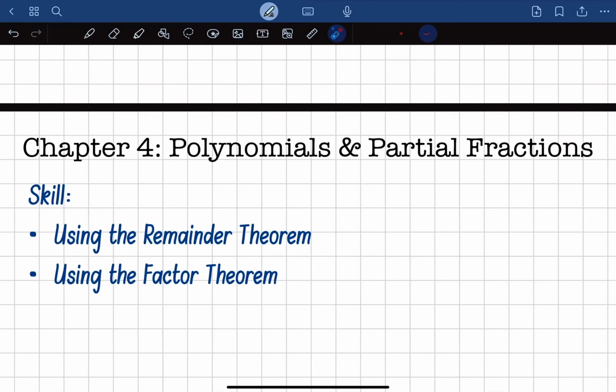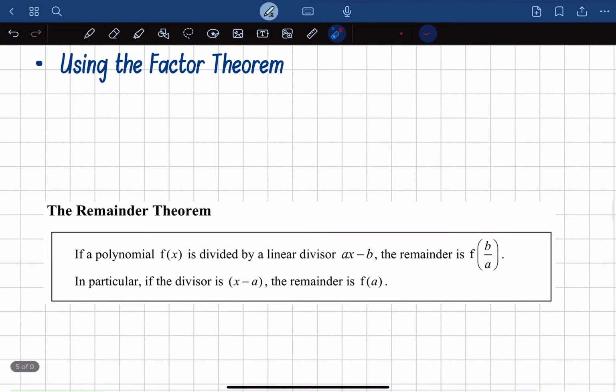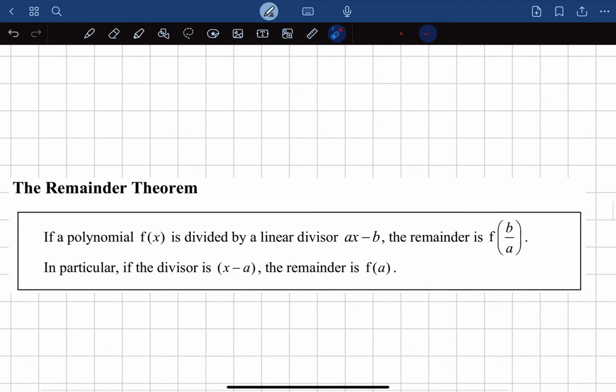In this video, we are going to cover the chapter of polynomials and partial fractions, focusing on the skill of how we apply and use the remainder theorem, and how we use and apply the factor theorem. So let's start by looking at the remainder theorem first. This is extracted from the notes.